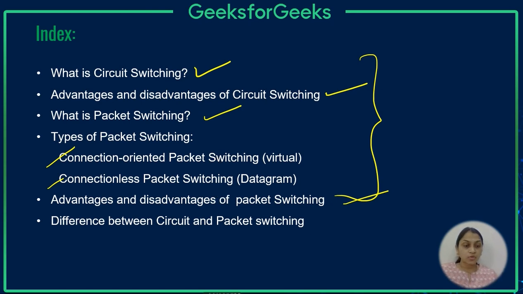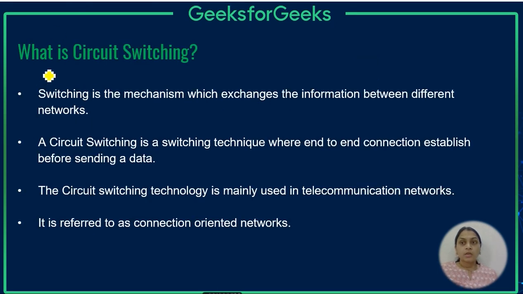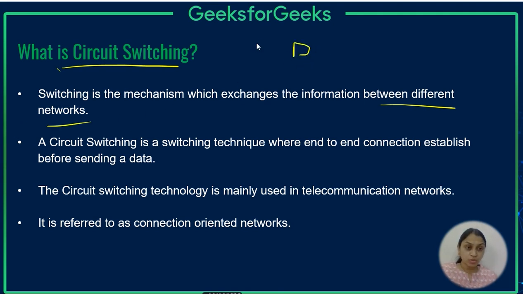Okay, so first try to learn the concept. Now, what is circuit switching? You all know that switching means changing from one to another. It is a mechanism which exchanges information between different networks. If two networks are there, it is trying to change the information. So then, what is circuit switching?